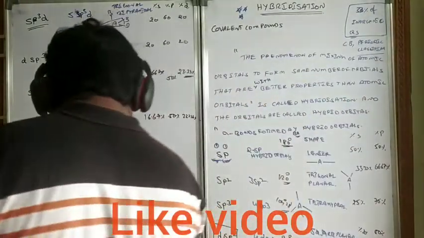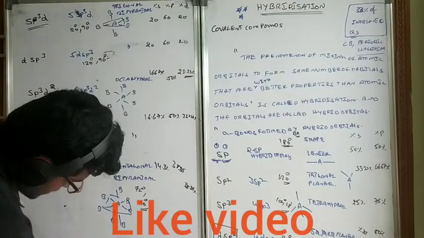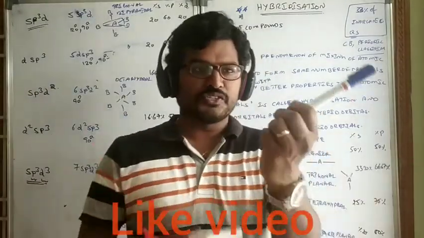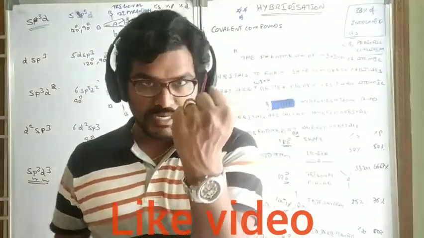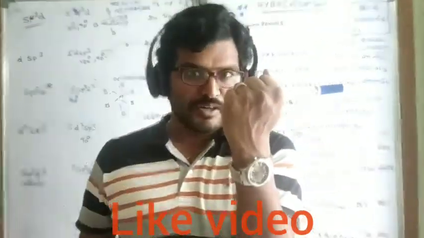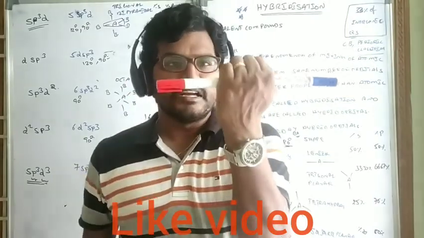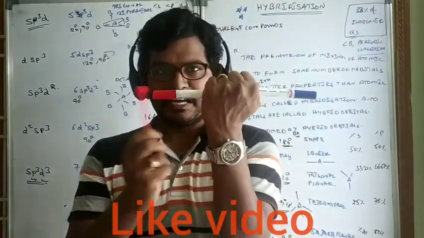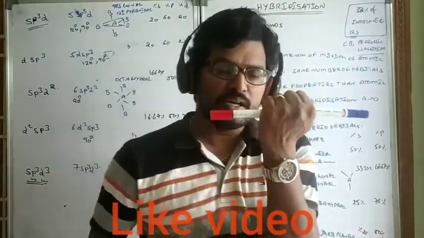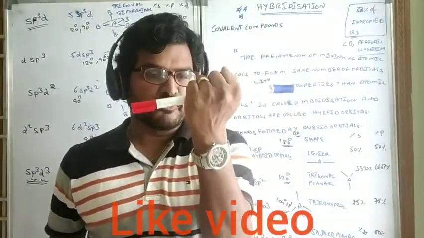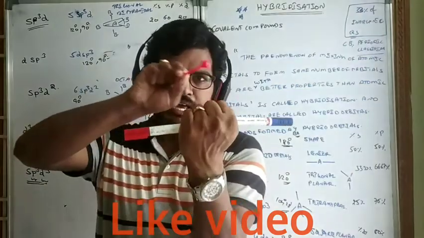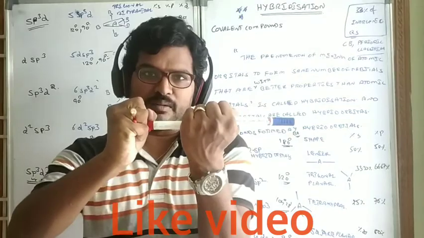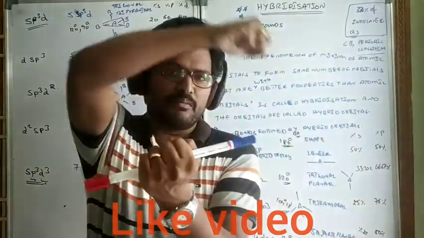So let us take an example for linear. When you take a linear thing, if you take this is one molecule and this is one molecule and my hand is the central atom. When the central atom undergoes sp hybridization, it will form one sp hybrid orbital here and one sp hybrid orbital here. So the central atom will form two sp hybrid orbitals, and you can see the bond angle is 180 degrees, and here one atom will combine and attach and here one atom will combine and attach.